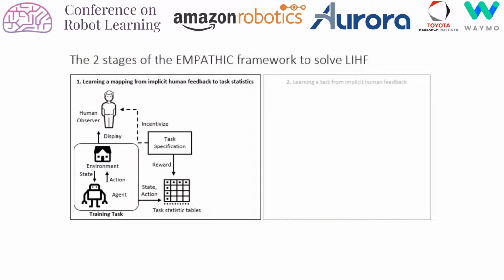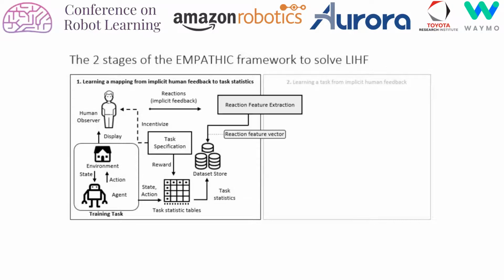In the first stage, implicit human reaction data is collected as human observers watch an agent performing the training task with known task specifications. Importantly, the human observer is not told to teach the agent, but is incentivized to care about the performance of the agent, such that their internal model of the task is aligned with the given task specification. Corresponding task statistics are recorded. Mappings from human reaction features to task statistics are trained in a supervised manner.